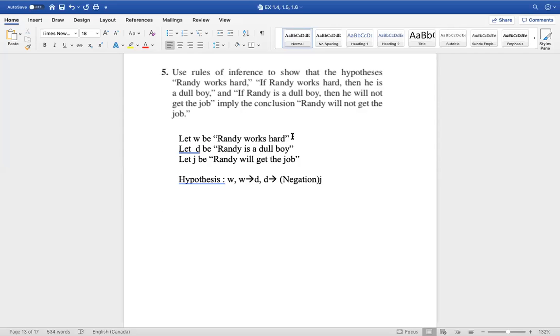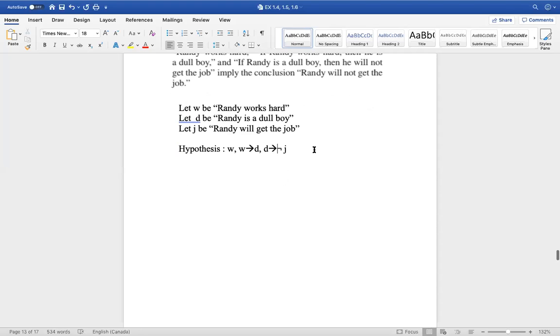What are our hypotheses? Randy works hard, so W, just that. If Randy works hard, then he is a dull boy: W conditional D. And then if Randy is a dull boy, then he will not get the job: D, then the negation of J. Now we have to determine, by applying the rules of inference, that Randy will not get the job.